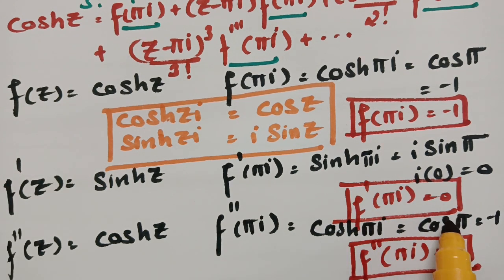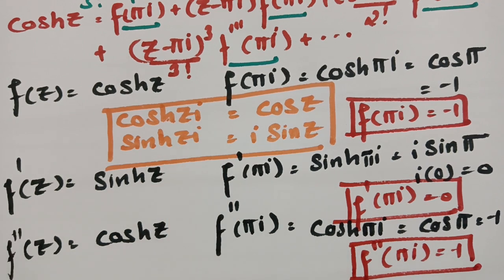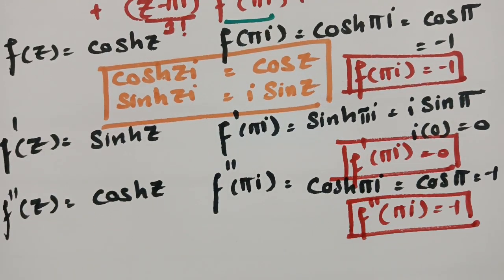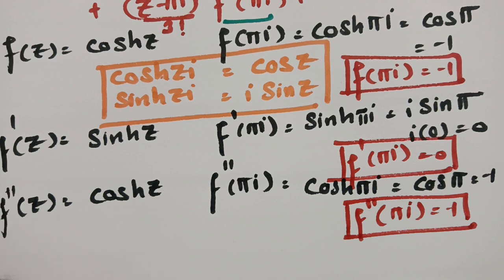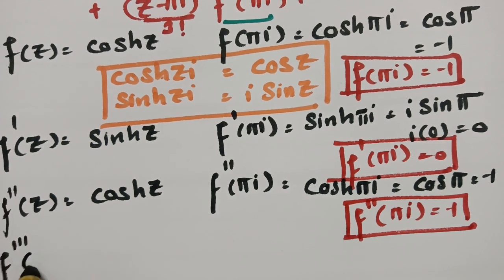The hyperbolic function turns into a trigonometric function, and the i gets ignored according to this formula. Next, the third derivative. After applying the third derivative, it is also very easy.